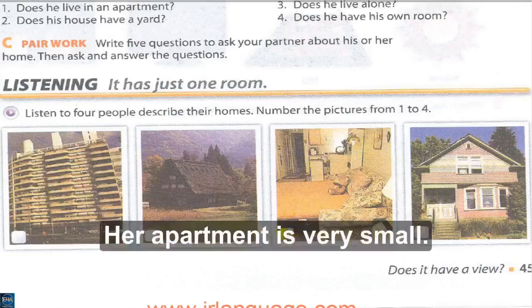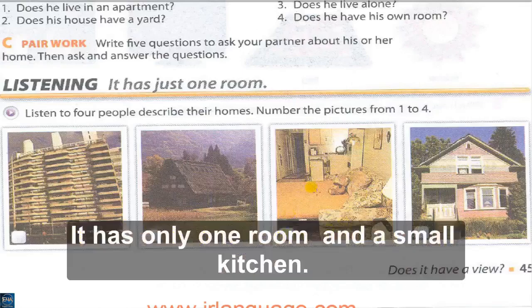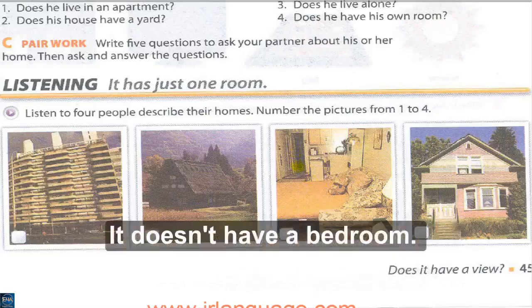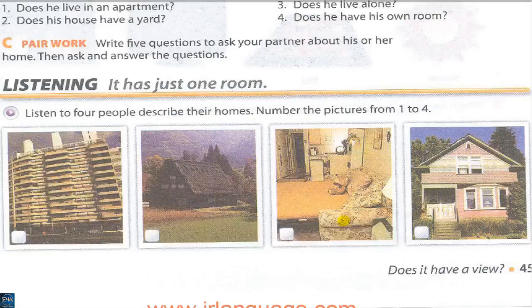Number three. Her apartment is very small. It has only one room, a small kitchen. It doesn't have a bedroom. She sleeps on the sofa. So this is number three.